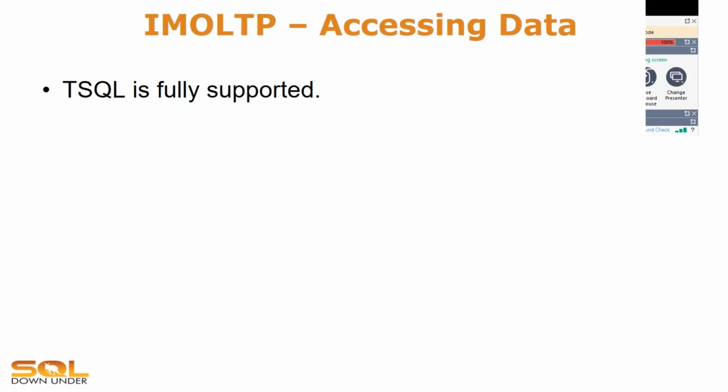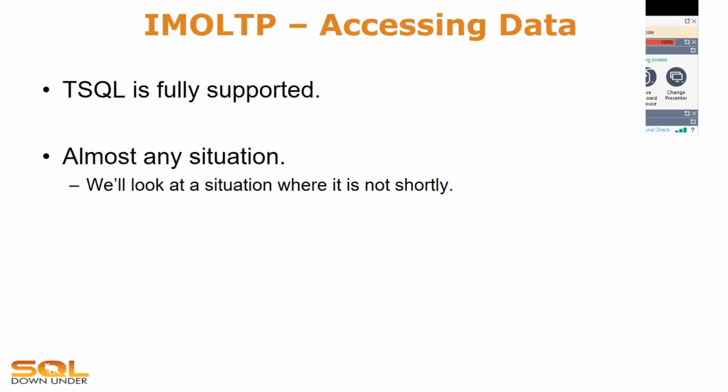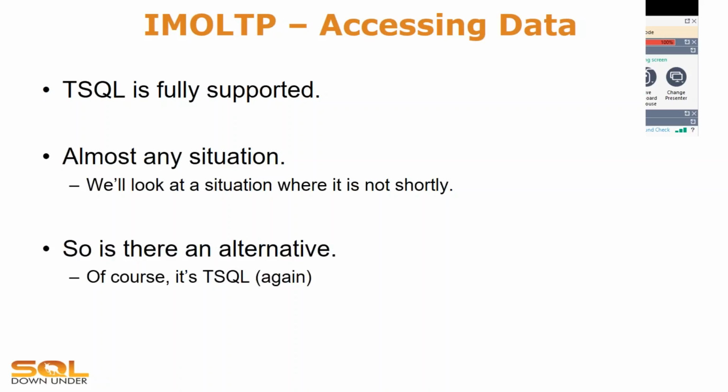Now we've got data in our database, what we'd want to see is how do we access that data. TSQL is fully supported in almost any situation, and we'll have a look at one situation where it's not probably the optimum thing to use very soon. So is there an alternative to traditional TSQL? And the answer is there certainly is, and it is TSQL again, but another form of TSQL, what we call natively compiled objects.